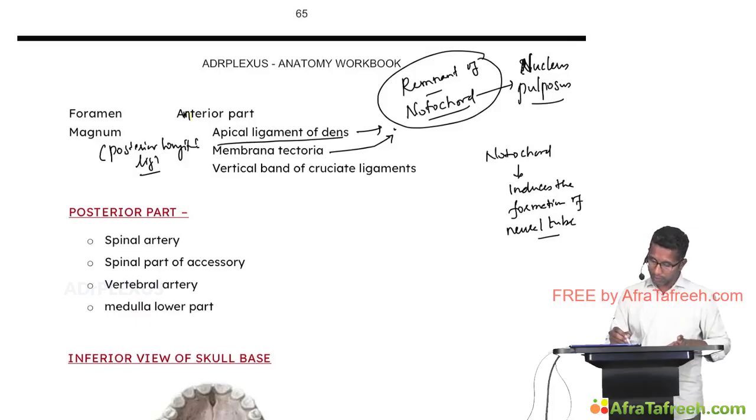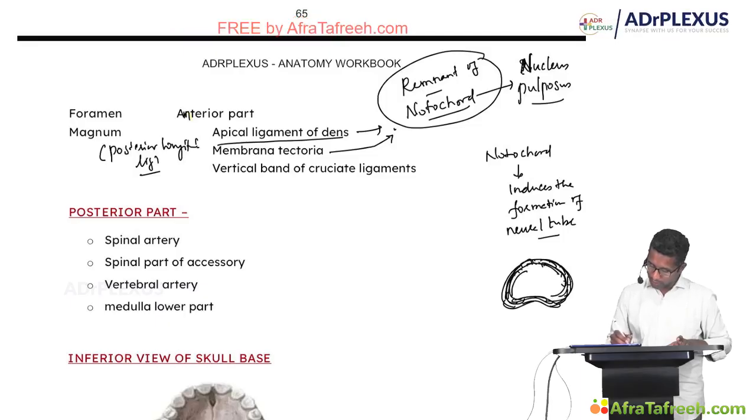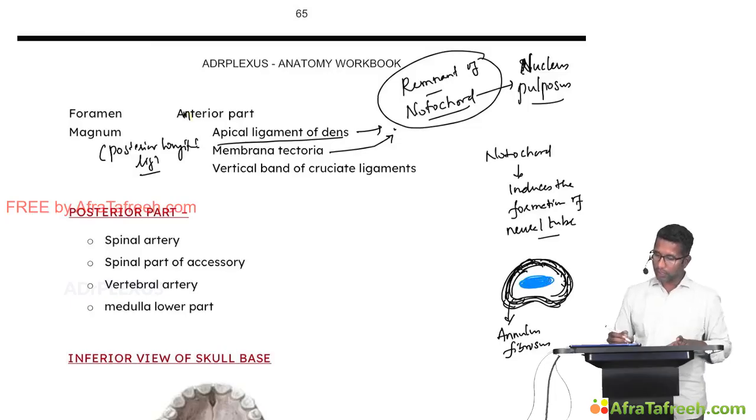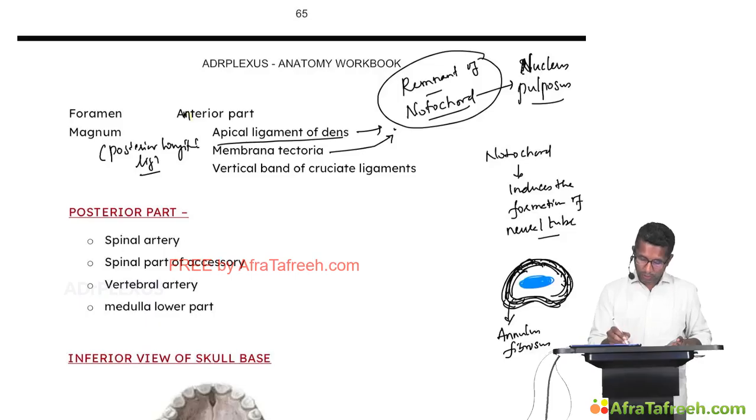The intervertebral disc has got the following parts. The outer part of the intervertebral disc is called the annulus fibrosus. Inside the annulus fibrosus you get a jelly like structure, which is called the nucleus pulposus.